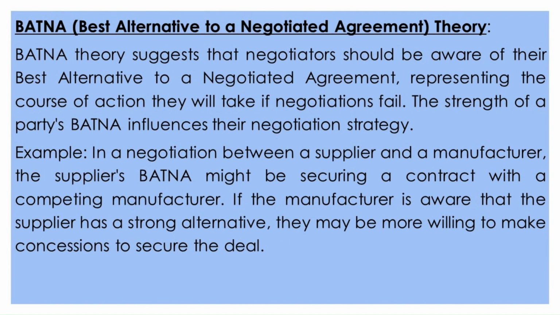BATNA, best alternative to a negotiated agreement theory. BATNA theory suggests that negotiators should be aware of their best alternative to a negotiated agreement, representing the course of action they will take if negotiations fail. The strength of a party's BATNA influences their negotiation strategy. Example: in a negotiation between a supplier and a manufacturer, the supplier's BATNA might be securing a contract with a competing manufacturer. If the manufacturer is aware that the supplier has a strong alternative, they may be more willing to make concessions to secure the deal.